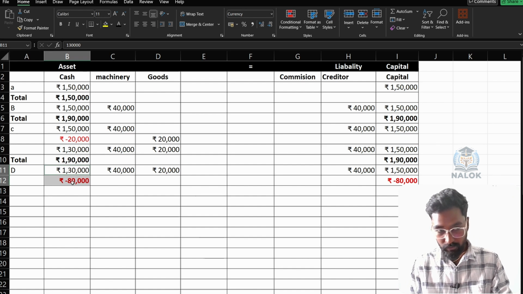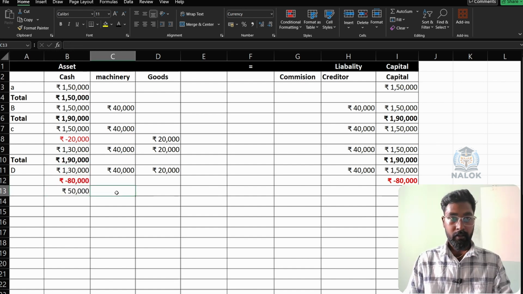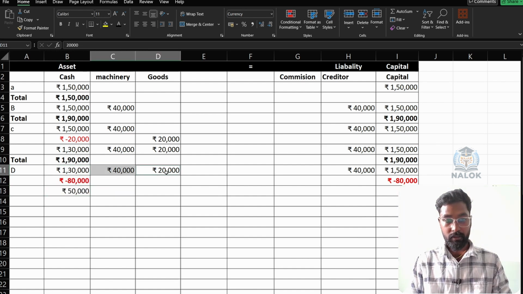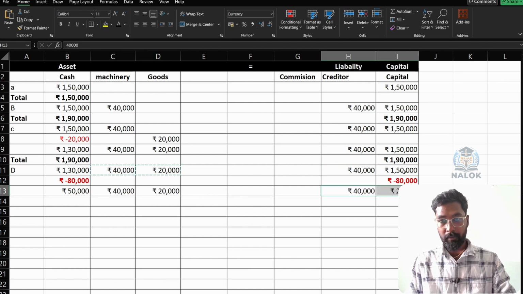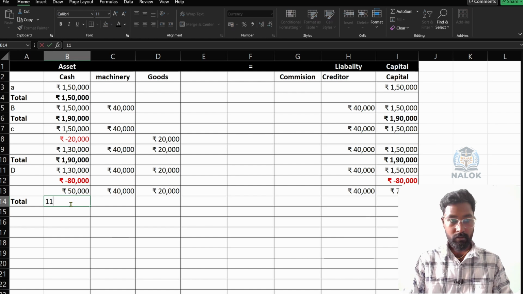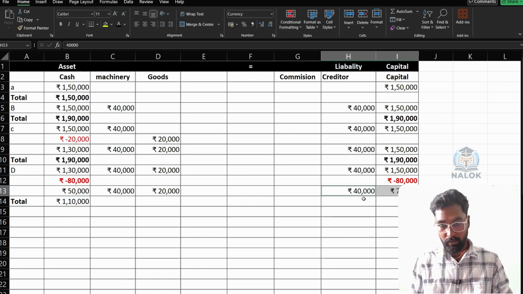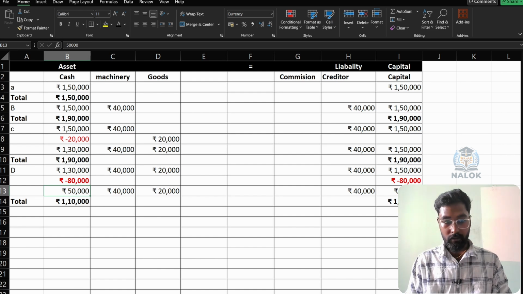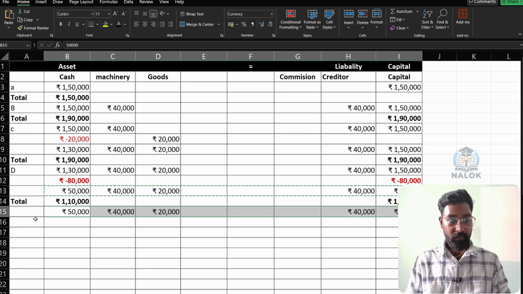Let's do the total. 1,30,000 minus 80,000 comes around 50,000. Machinery is not affected and goods is not affected. The creditor is yet to be paid. 50,000 plus 40,000 plus 20,000 comes around 1,10,000. And on the other side, 70,000 plus 40,000 comes around 1,10,000. Now let's bring all these transactions below to analyze the fifth transaction.